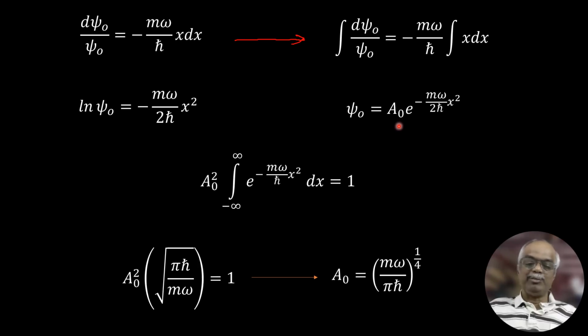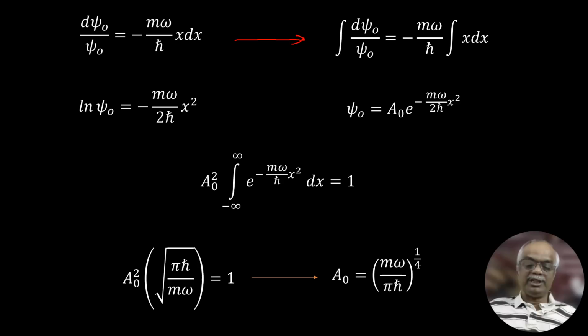A naught is a normalization constant at the ground state. So in order to find the normalization constant, you take the integral of the modulus square of this. Then this will become A naught squared times the integral from minus infinity to plus infinity of e to the power minus m omega over h-bar, since if you square it, the 2 in the denominator goes away, x squared dx, which is equal to 1.